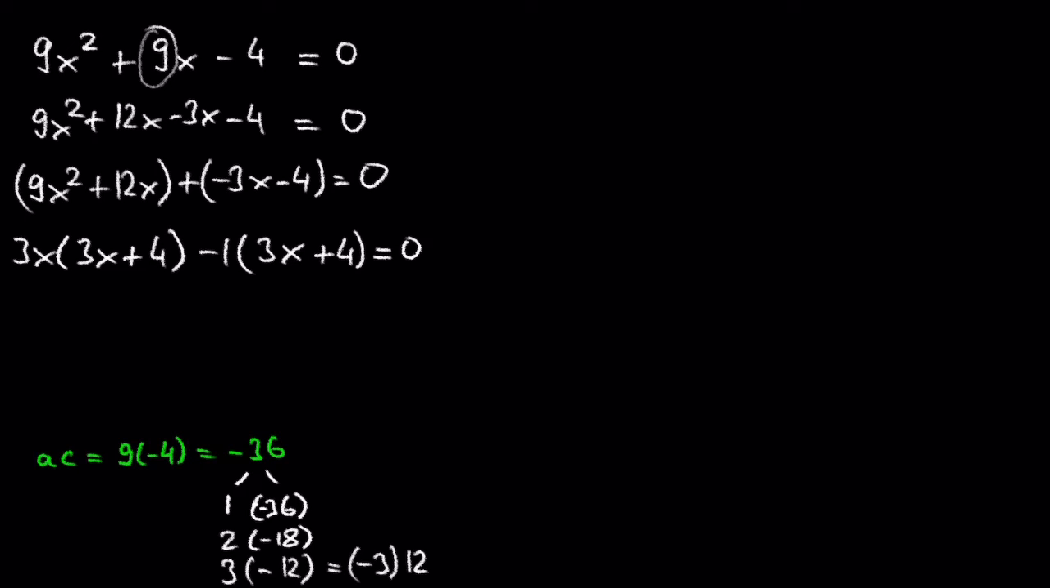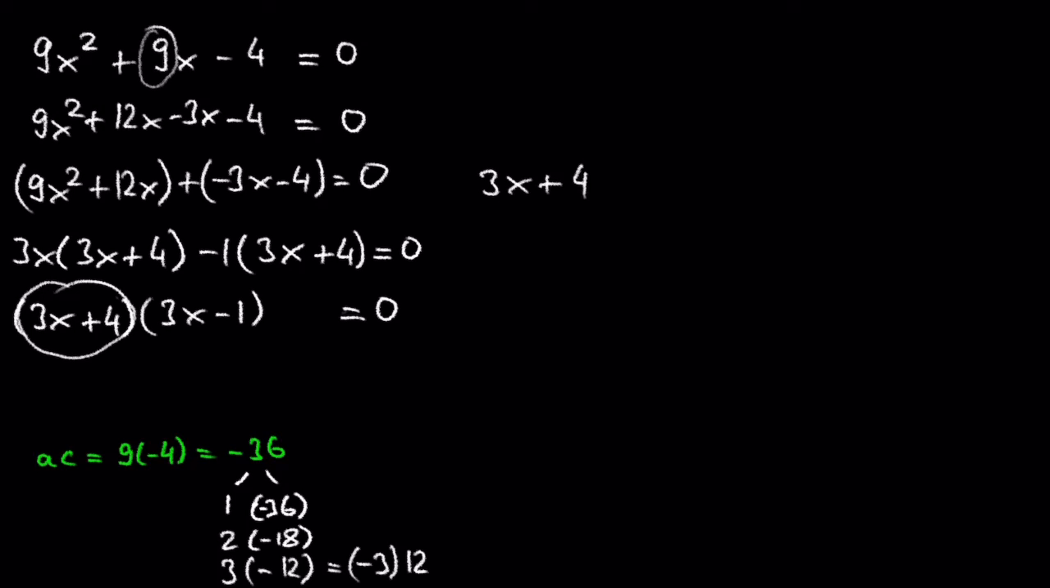So when we can't factor out anything else, then factor out the 1. Now we can factor out 3x plus 4. And what's going to be left over is 3x minus 1. Now set 3x plus 4 equal to 0. Feel free to pause the video and try that on your own.